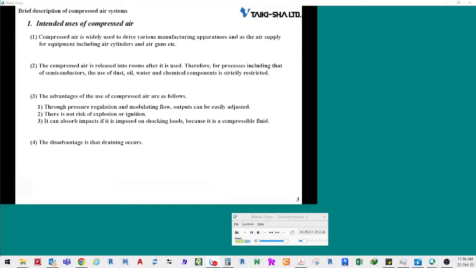The advantages of the use of compressed air are as follows. 1. Through pressure regulation and modulating flow, outputs can be easily adjusted. 2. There is no risk of explosion or ignition. 3. It can absorb impacts if it is imposed on shocking loads, because it is a compressible fluid. The disadvantage is that draining occurs.